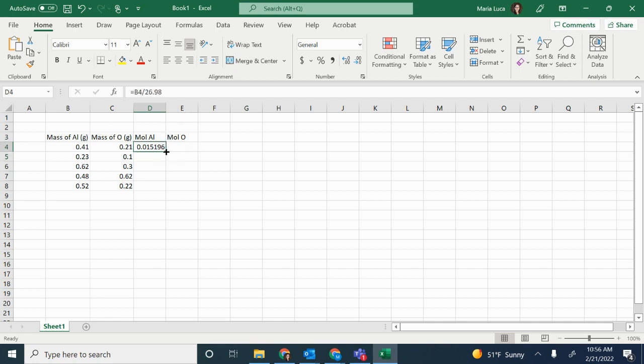The next thing I'm going to do is, if you see this little black cross that appears over the bottom right-hand corner, I'm going to click, and then without releasing, I'm just going to drag to the bottom of the data that I have. Aha. And so now it has calculated all those moles of aluminum for me.